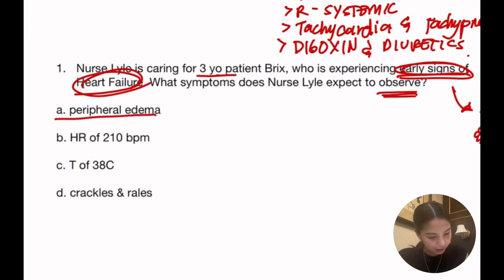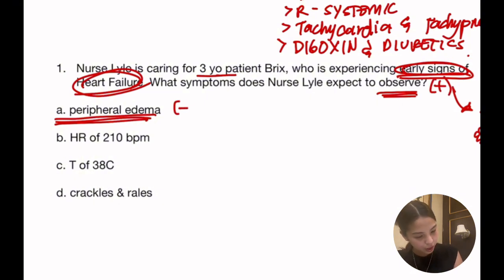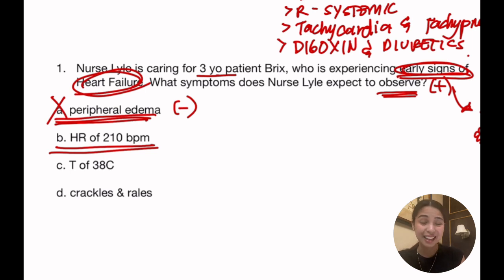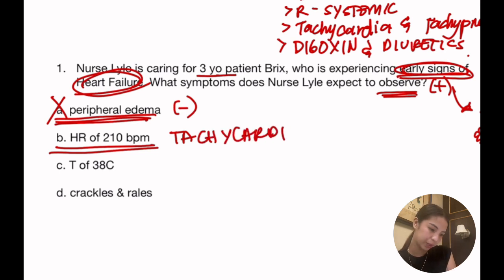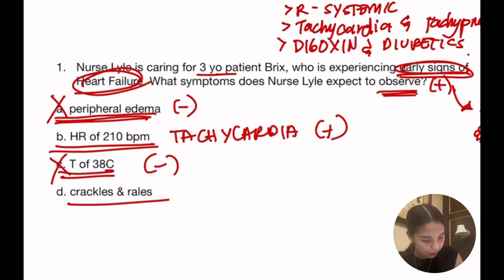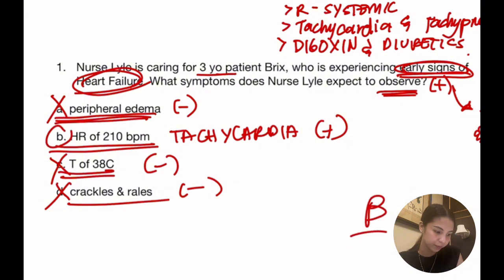Alright, so peripheral edema. Is that an early sign and symptom? We're looking for positive. Nope. Heart rate of 210 beats per minute. Is that tachycardia? Yes. Tachycardia. So we will put as positive, but we'll look at the others. Temperature of 38 degrees Celsius. It's not necessarily part of the signs and symptoms of heart failure. Crackles and rales, it is a sign of left-sided heart failure, but it is not known as an early sign. So it is actually letter B.